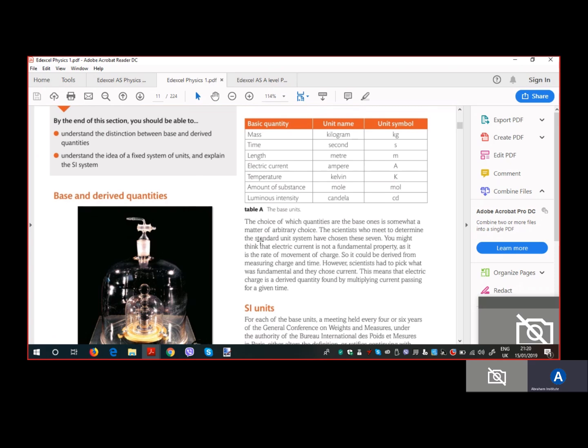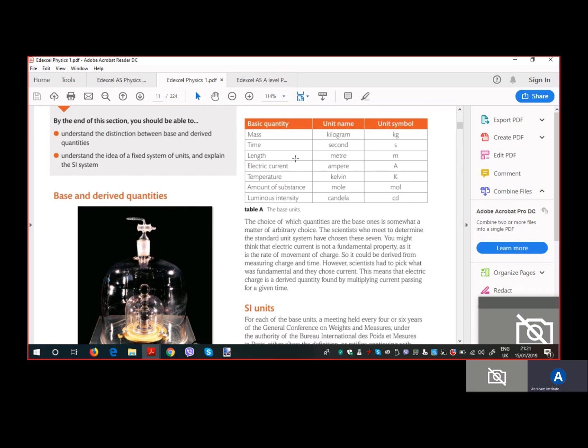So what's the base unit for energy? There is none. Joule is the SI unit. You should be able to convert it to base units. Do you get it? And how you do that is using the formula. Okay, we will see that.